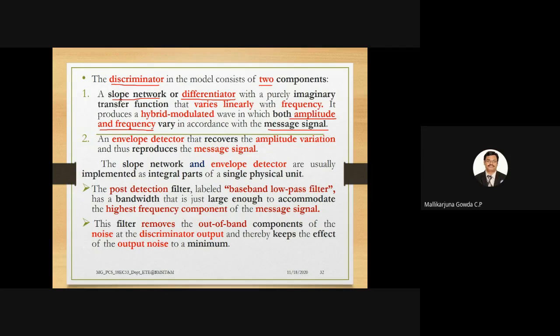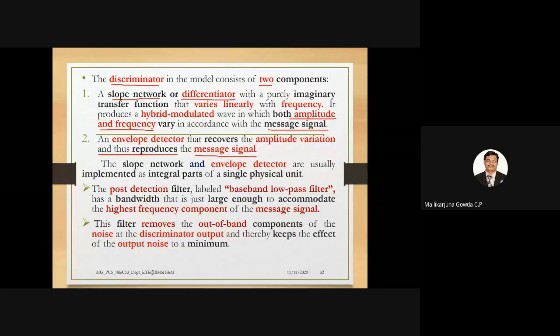Then the second component will be the envelope detector. The slope circuit or differentiator will do the hybrid modulation, meaning it will have both amplitude and frequency variation in accordance with the message signal. And the second component is the envelope detector. What will this envelope detector do? It will recover the amplitude variations and reproduce the message signal. That is how we say the discriminator is a frequency demodulator, right?